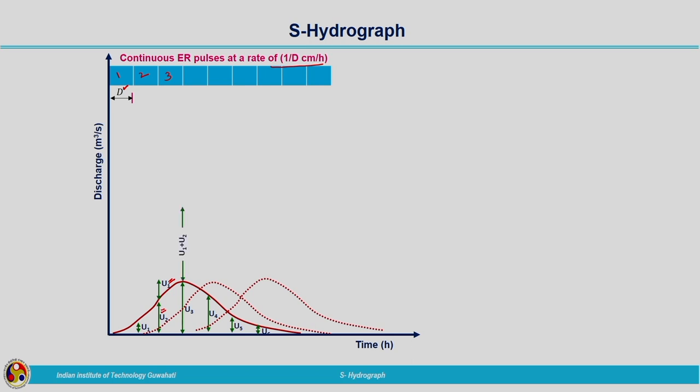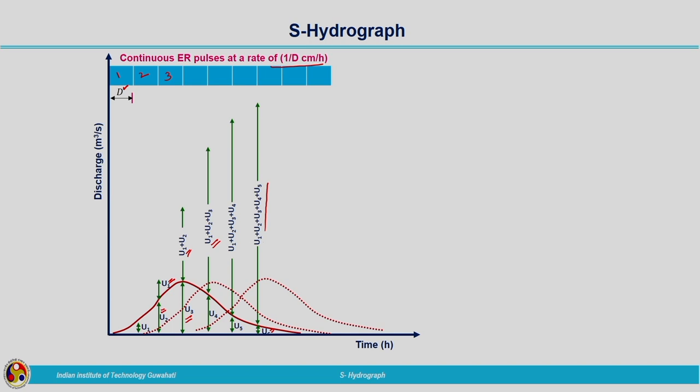In a similar way, the third ordinate will be u3 plus u1 plus u2, and the fourth ordinate will be u4 plus u1 plus u2 plus u3. It continues like that, and the sixth ordinate will be u1 plus u2 plus u3 plus u4 plus u5 plus u6. So this will be continuing like that.